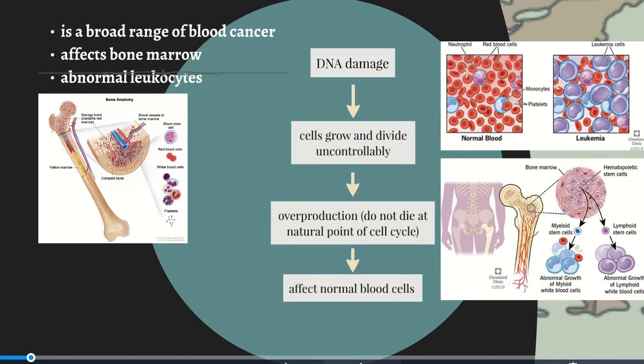Leukemia is a broad range of blood cancer which affects bone marrow and results in abnormal leukocytes. The abnormal leukocytes increase quickly and destroy normal blood cells. People affected by leukemia are prone to infection as the leukocytes are not functioning properly. Leukemia occurs because of DNA damage in the developing cells and causes the cells to grow and divide uncontrollably. As they are produced more by bone marrow, it will be overproduction as they do not die at a natural point on the normal cell cycle.